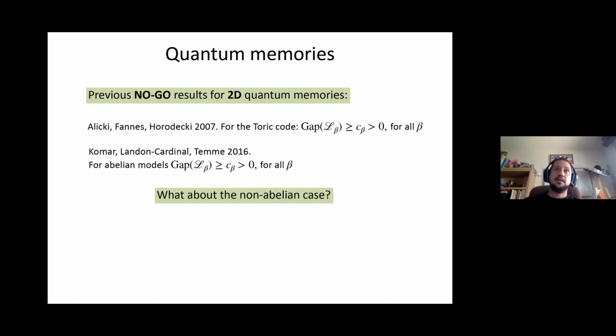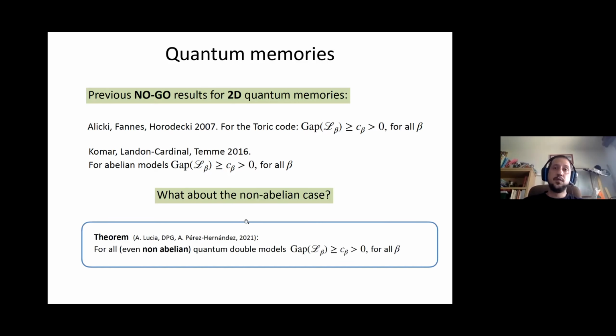Okay, but the techniques were very much focused on exploiting the abelian case, which is of course much easier to deal with. So far there was no result able to deal with the non-abelian case, in which the group is non-abelian. And this is what we proved. We showed, and for that we needed new techniques, that for all quantum double models, abelian or non-abelian, the same is true. So the gap of the Lindbladian has a uniform lower bound, independent of the system size. And we also have an explicit formula in terms of the temperature.